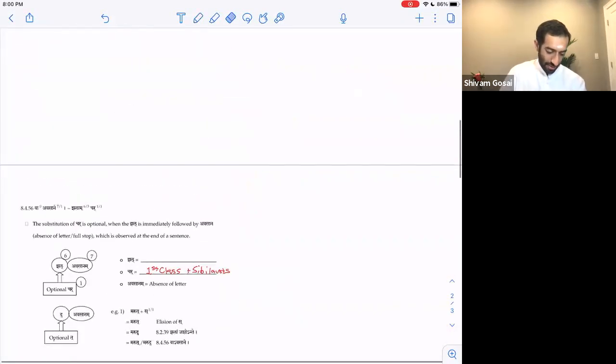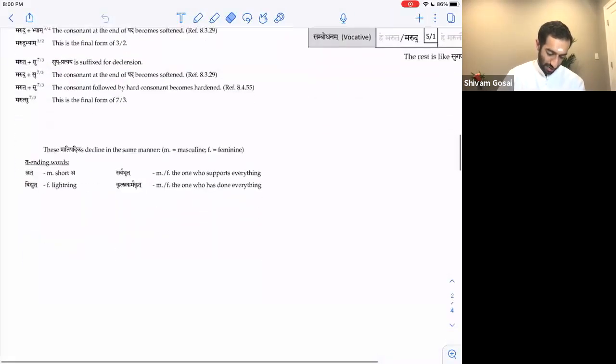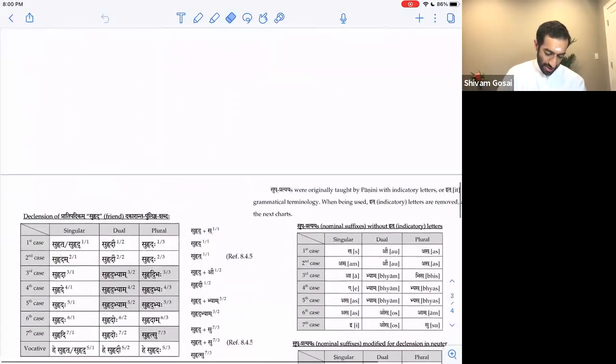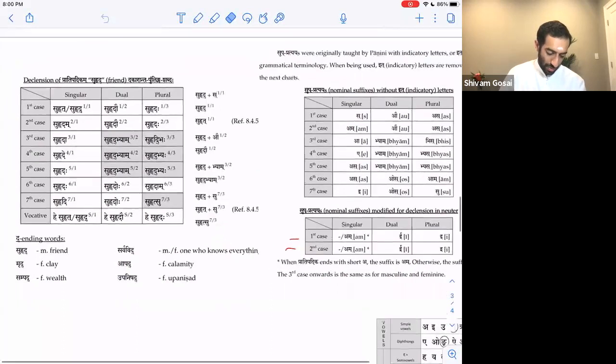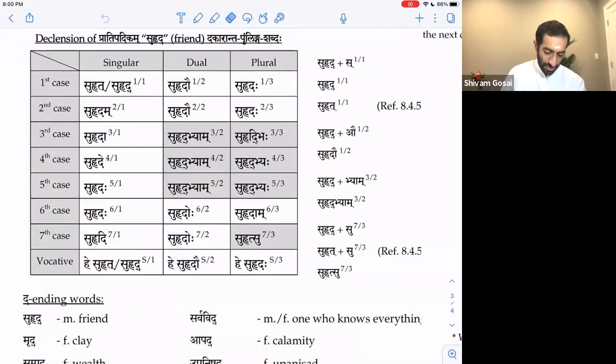I just want to finish this off here. Now what we know is that we can have two forms. We can have suhrit or suhrid. We know that this is not going to change. It's going to become suhrit, and because of Jashtam, this is going to become suhrid. Whether you know the sandhi rules or not, this is why it happens.